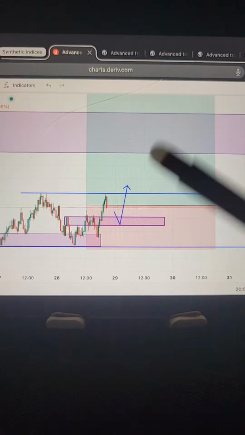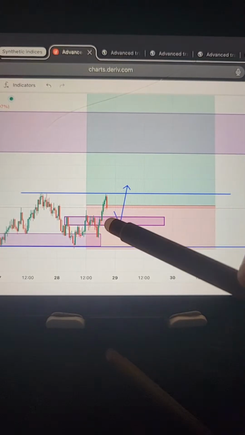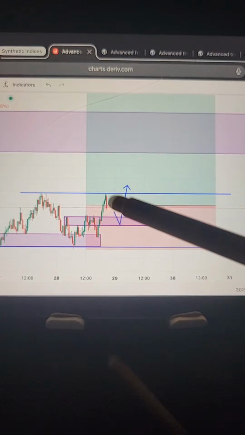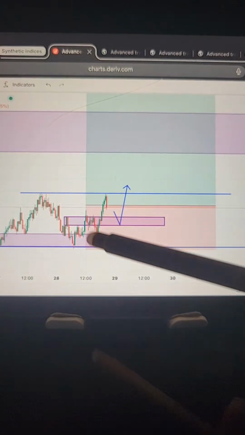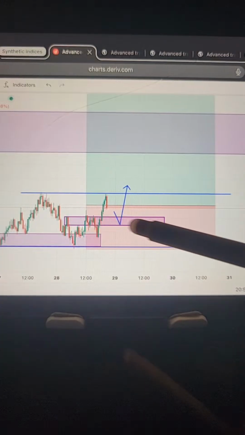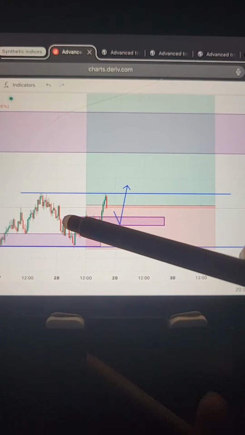So there's a reason why I want price to come back here. There's a reason why I'm feeling that price is gonna come back here. This is a very key level. This is a mitigation block.